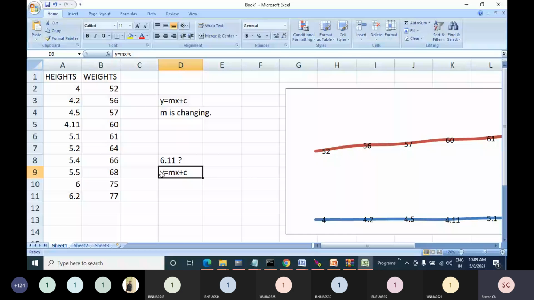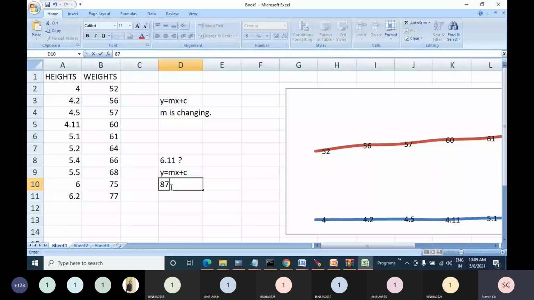So if you ask me what should be the weight for 6.11 feet, then I will apply y equal to mx plus c, and I may say, okay, it should be somewhere around 87 kgs. So like that, I am trying to make my program learn something.